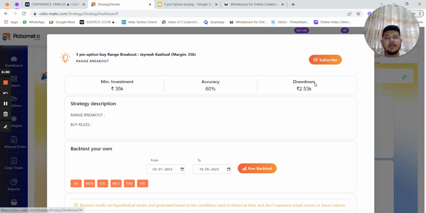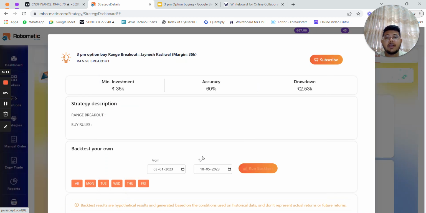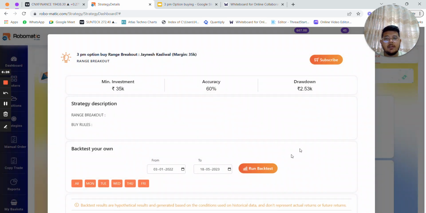Once you click on subscribe strategy, the strategy will get subscribed. You can click on subscribe. There is no subscription fee here, so you do not have to pay any kind of subscription fee. You can run the backtest. So let me just show you the backtest from 2022 here. Run the backtest. I will also show you the strategy details here.